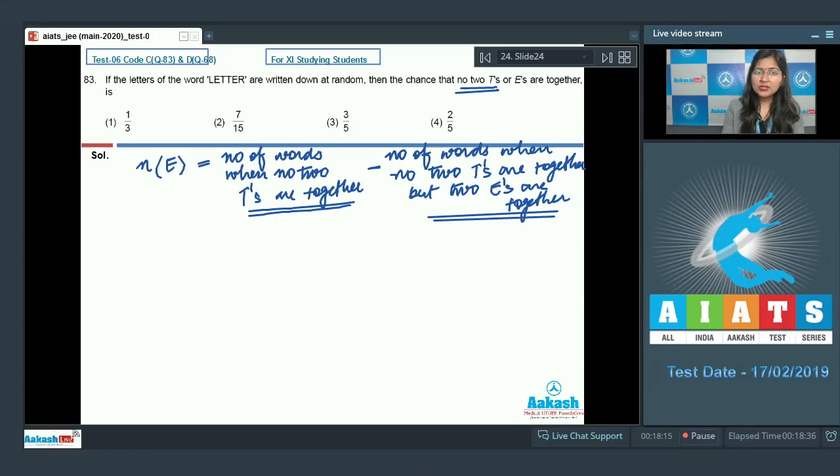So from all the cases we subtract the cases when the two E's are together, so we are left with the cases when the two E's are also not together, right? So the words are T, T, E, E, L, R. These are the words. Now, the number of words formed when no two T's are together.